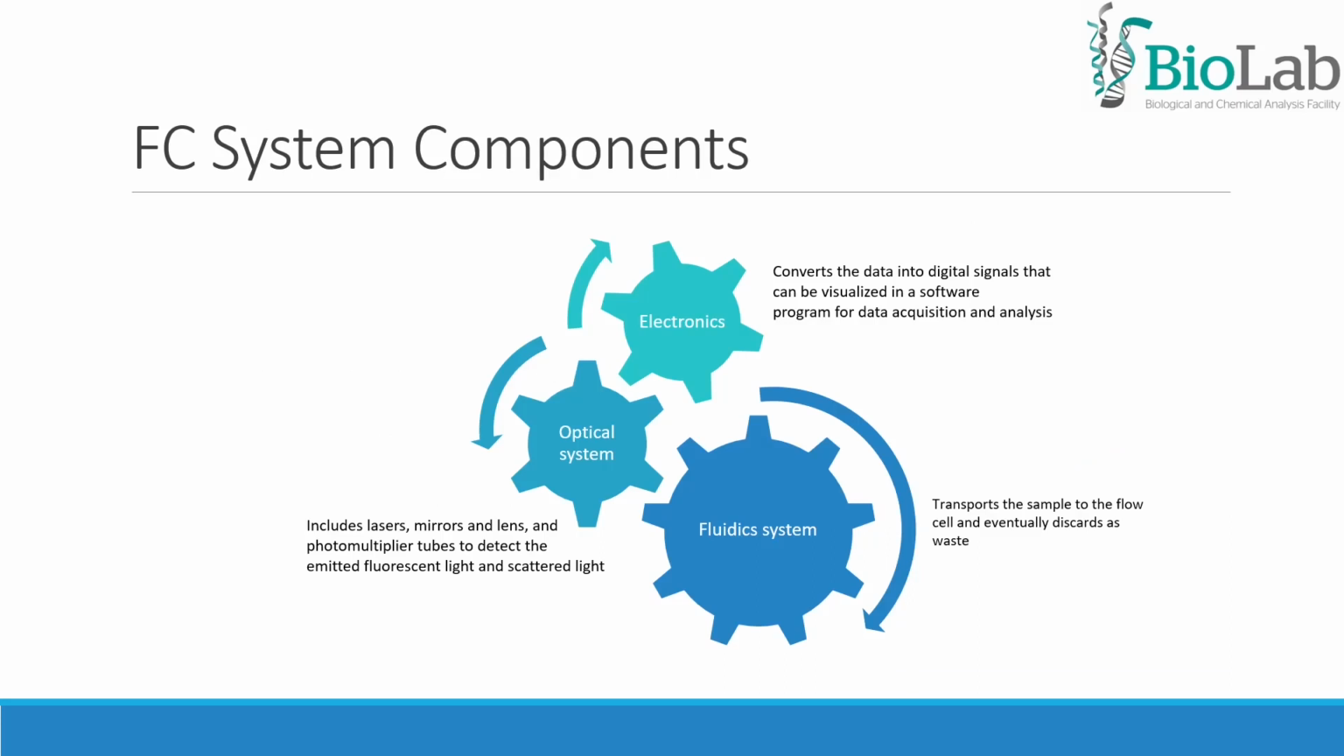Traditional flow cytometers are made up of three subsystems. The fluidic system, which transports the sample to the flow cell and eventually discards as waste. The optic system, that includes lasers, mirrors, and lens, and photomultiplier tubes to detect the emitted fluorescent light and scattered light, and the electronic systems, that converts the data into digital signals that can be visualized in a software program for data acquisition and analysis.